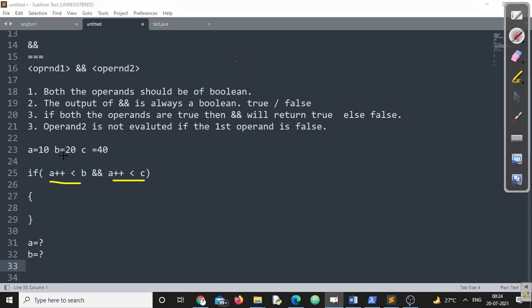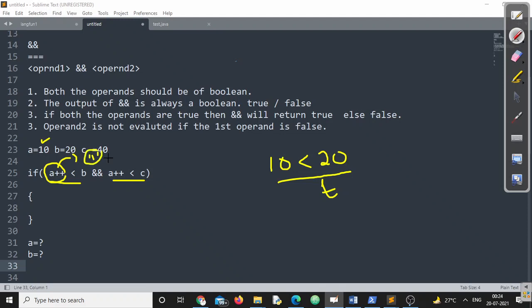A plus plus, as we know, in the postfix unary increment operator, what is going to happen? The value will be used first, then it will be incremented. What was the value of A? It was 10. So I write 10 less than 20. Is this true or false? This is definitely true. Remember, after this expression is over, the value of A will be 11.